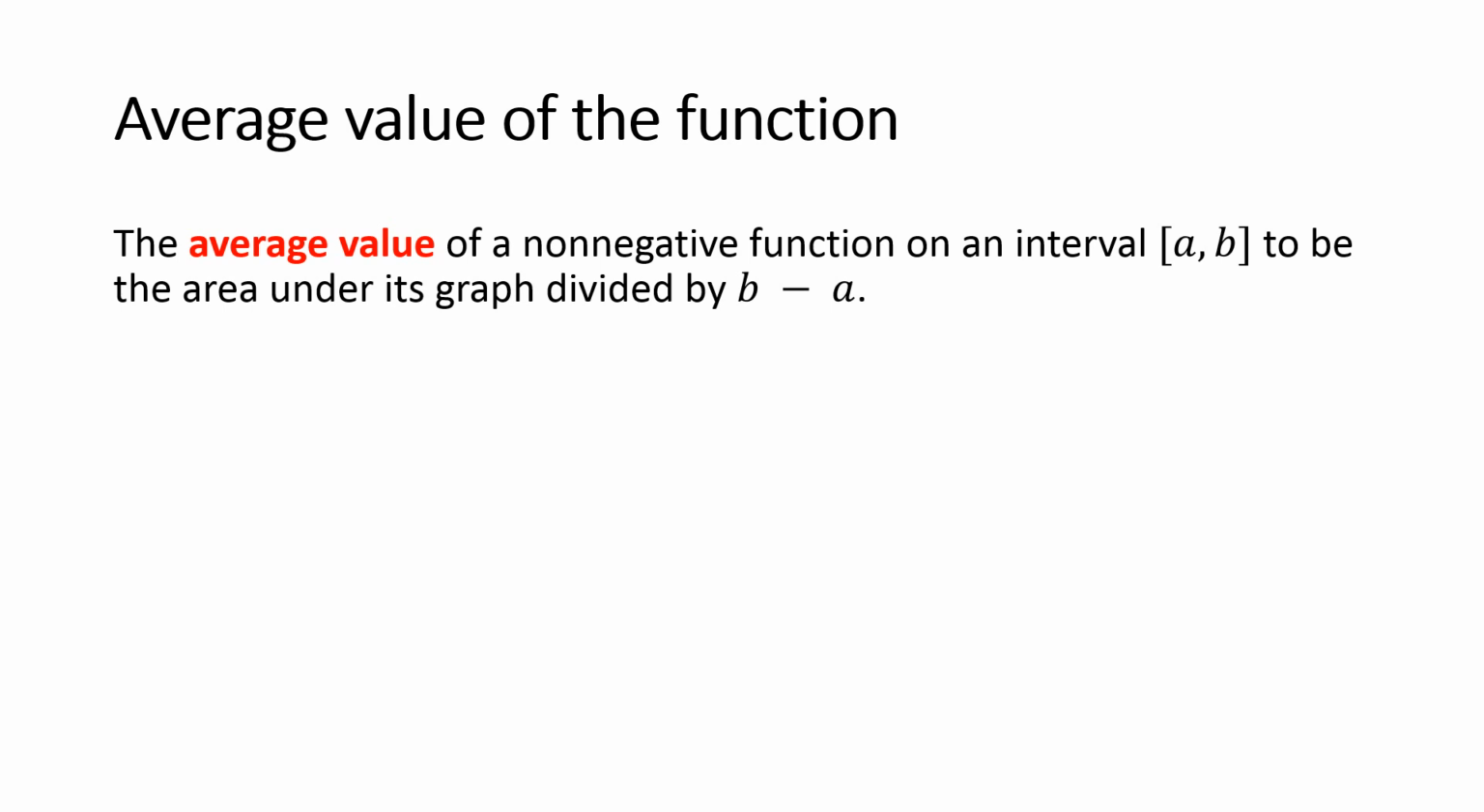Now we can also define the average value of a function using this sum idea. So the average value of a non-negative function defined on an interval [a, b] is the area under its graph divided by b minus a. So this is the definition of the average value of the function in the interval [a, b], where the function is non-negative, keep it in mind.